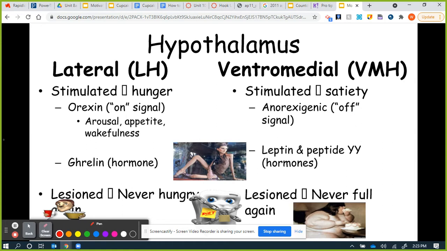Leptin is also released while we sleep, which is why we normally wouldn't be hungry in the middle of the night. When we stay up really late, our body doesn't produce leptin, which is why we oftentimes get hungry late at night, because it's not releasing that off switch.